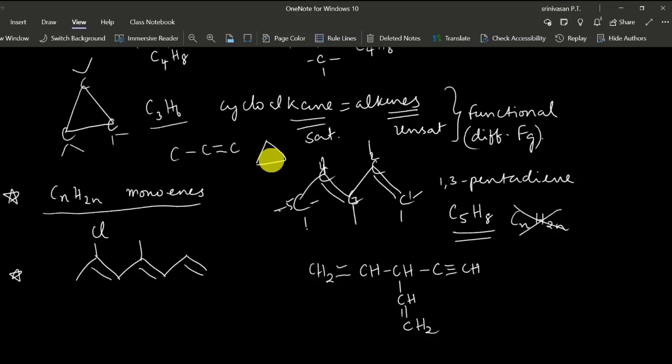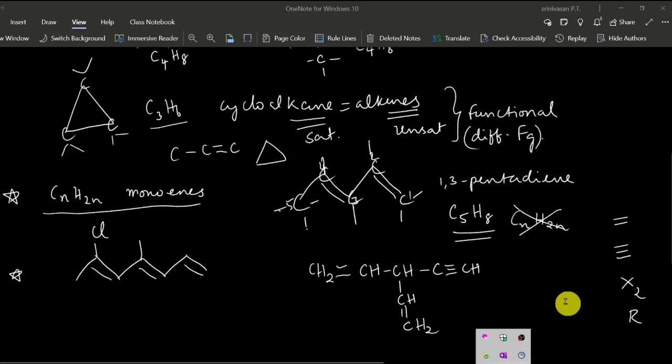Remember the priority. Alkenes will have the top priority, followed by alkynes, followed by halogens. Lastly, you will have the alkyl group. So remember that priority: alkenes, alkynes, halogens and alkyl group. The order of priority will be in that order.